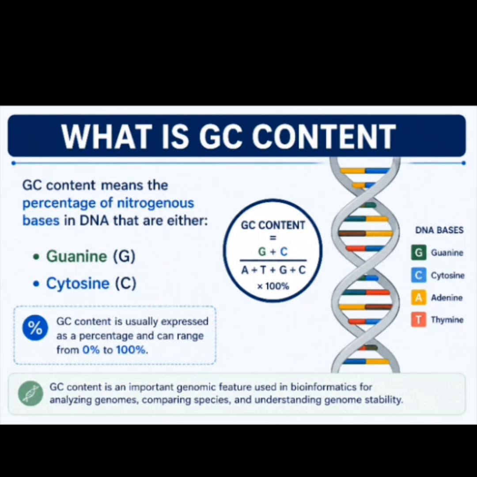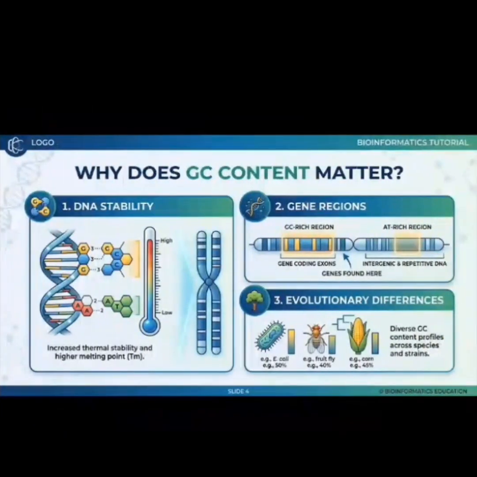and the cytosine. And I know someone will ask again, why does it matter? Why are we looking for the GC content? It's because the GC content determines DNA stability, how stable the DNA sequence is as a result of the GC content. The GC content also determines gene region. So any area that has enough GC content, it means there is a particular gene in that area. The GC content is also used to study evolutionary differences among organisms.